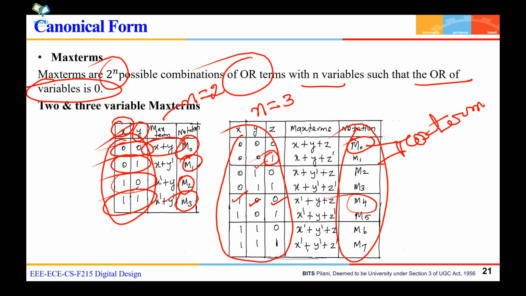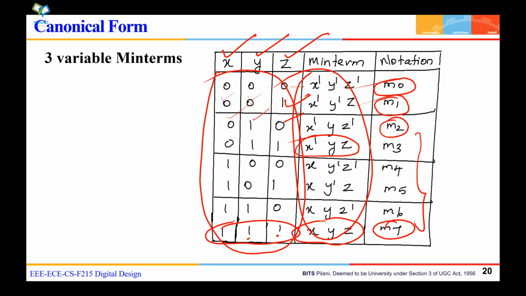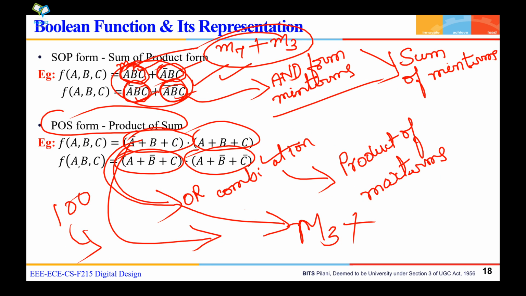It is not min term. Now it is max term. What is the max term for that? ABC. It is M0. See here, M0. A plus B plus C. It is M0. So now you can write here, this is M3 plus M0.